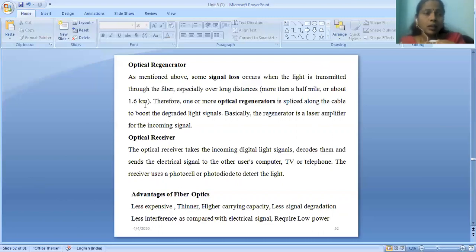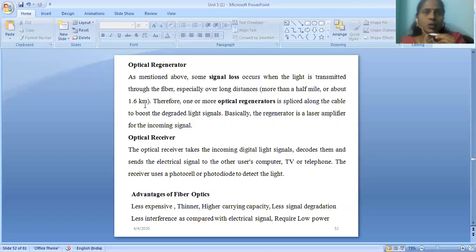So in that case, this optical regenerator is a must in the circuit so that the correct information is received at the receiver side. Now the optical receiver takes the incoming digital signals and decodes them into electrical signals so that they can be used by other users like computer, TV or telephone. The receiver will use a photocell or a photodiode to detect the light.